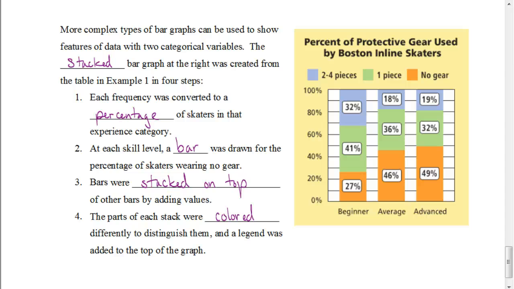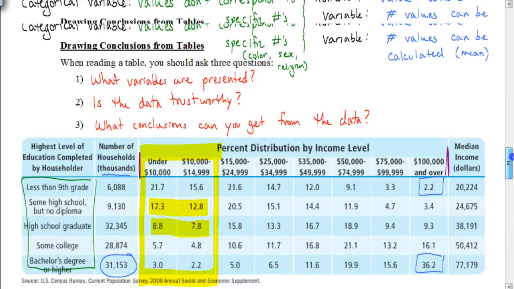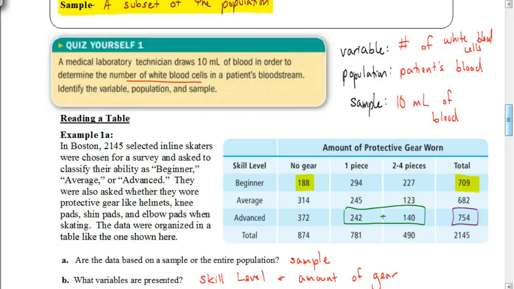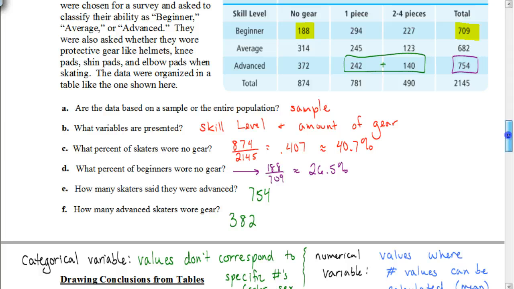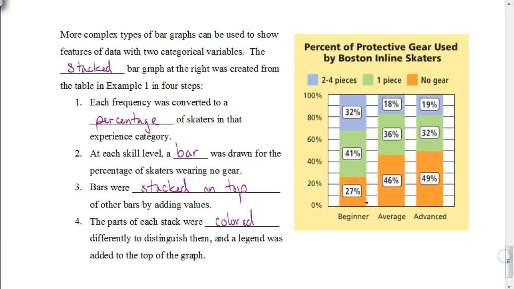And the way that we do that is each frequency was first converted to a percentage of skaters in that experience category. So for example, if we look back at the data, looking at the 27%, where did they get that from? Well, if we go all the way back here, and if we look at the fact that 188 beginners wore no gear out of a total of 709, well, 188 divided by 709, we got 26.5%. They just rounded that to 27%. They did that for each of these other categories, and if you notice, they should all add up to be 100%. So they did that for the average skater and the advanced skater.